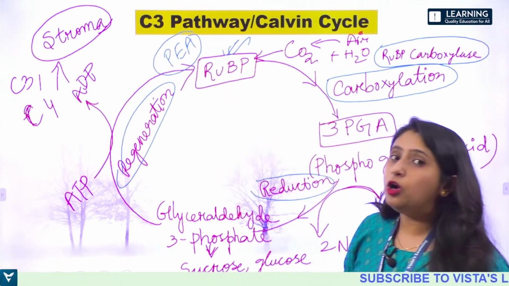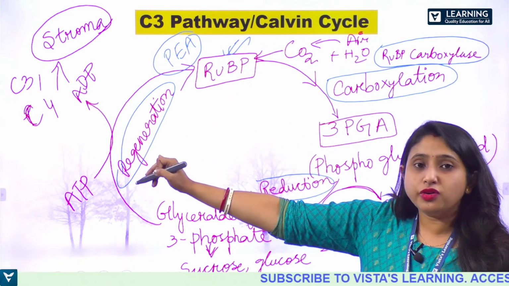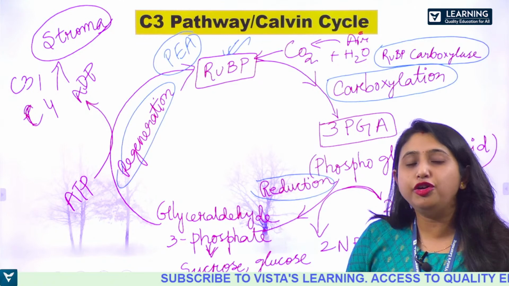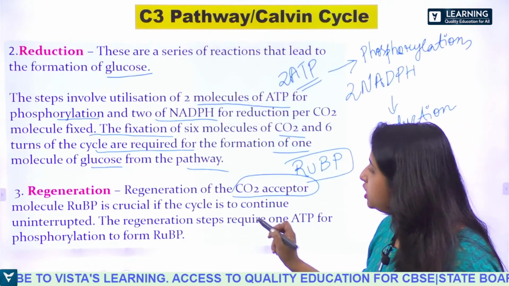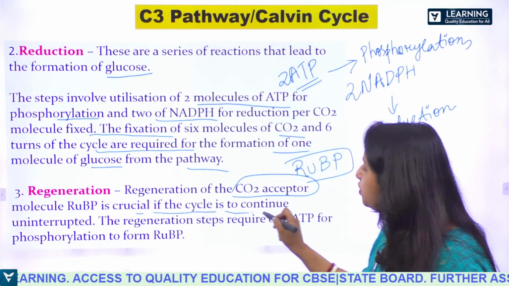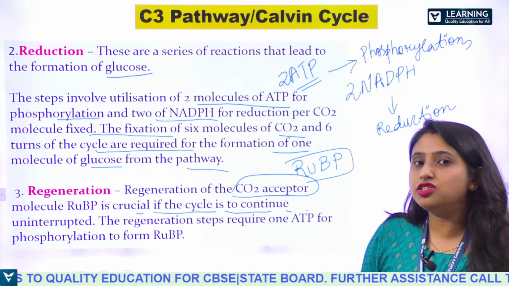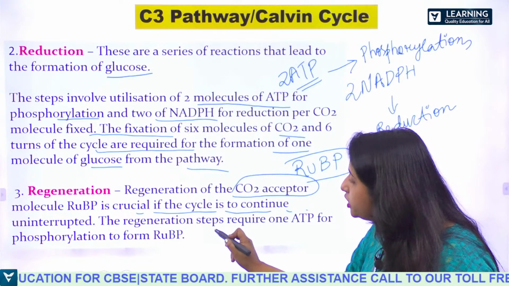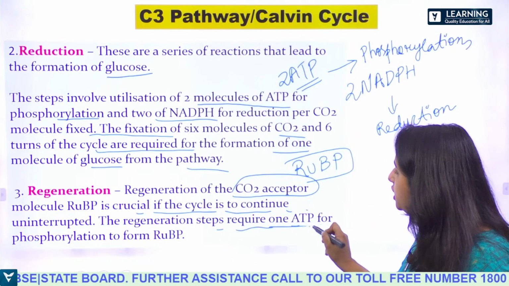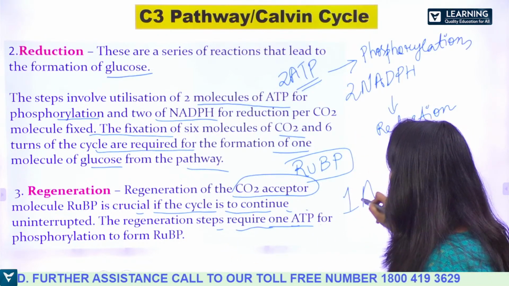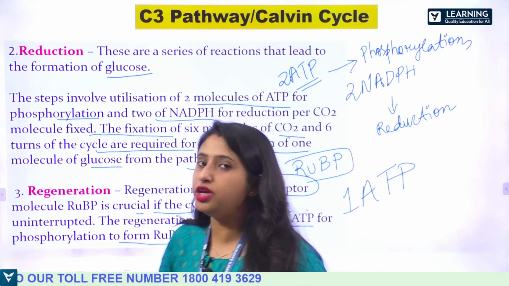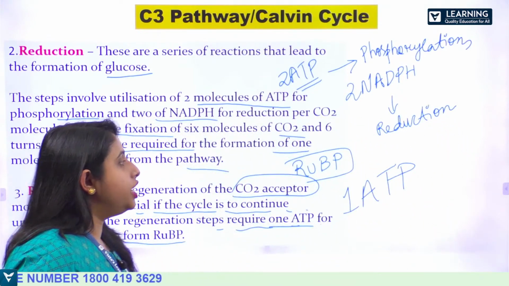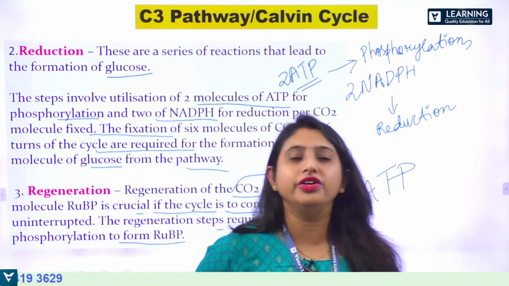Further in the regeneration process, again the RUBP, we are getting it, right? Yes, this is regeneration. This cycle is continuous and it is not interrupted. The regeneration steps require 1 ATP for phosphorylation to form RUBP. So it requires 1 ATP molecule in the regeneration step.